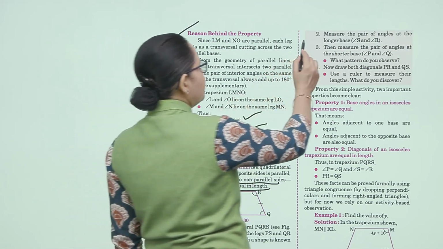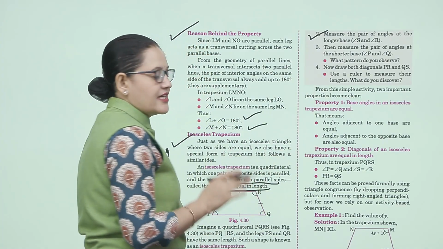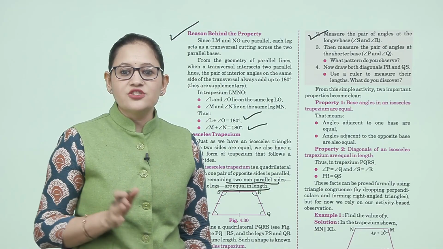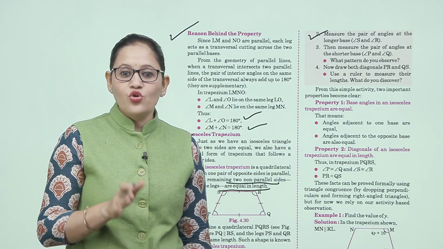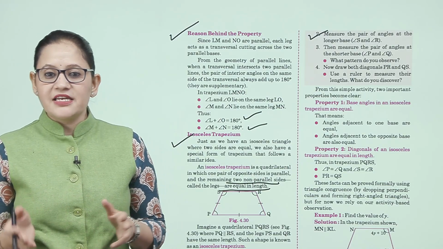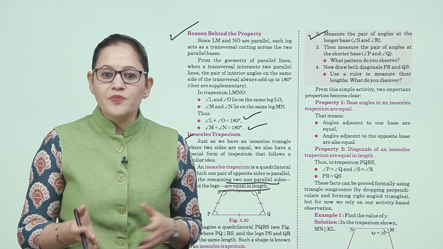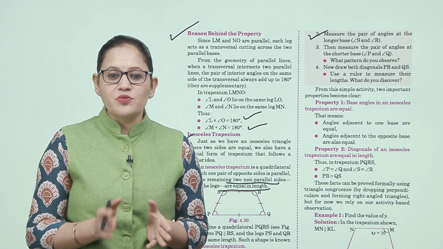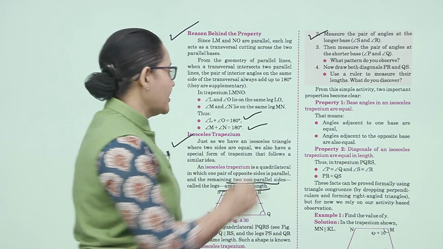Now, measure the pair of angles at the longer base, that is angle S and R, and the pair of angles at the shorter base, that is angle P and Q. What pattern do you observe? Now, draw both the diagonals PR and QS. Use the ruler to measure their length. What do you discover?